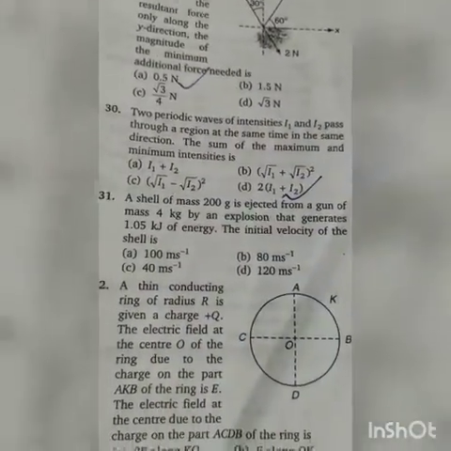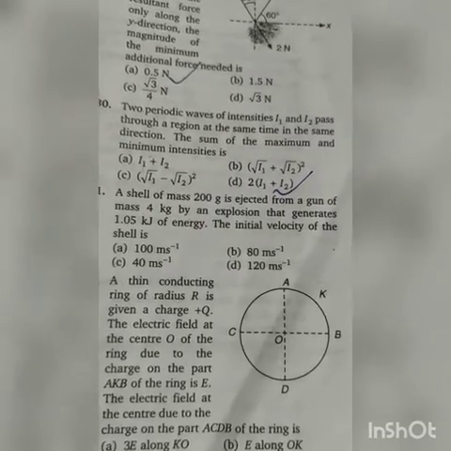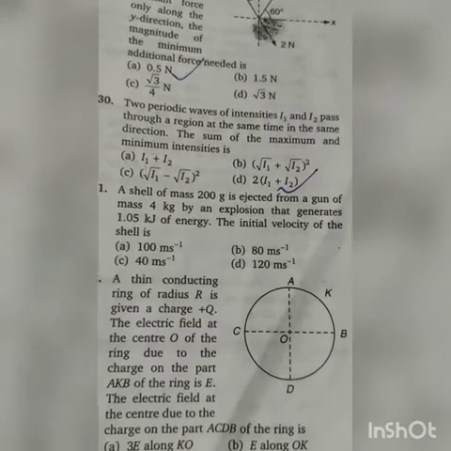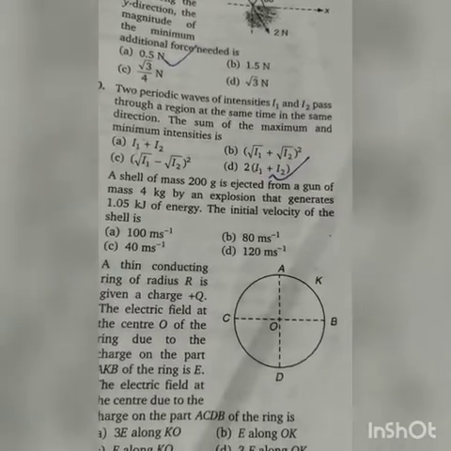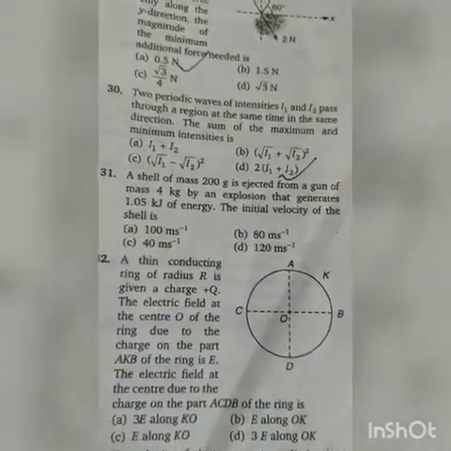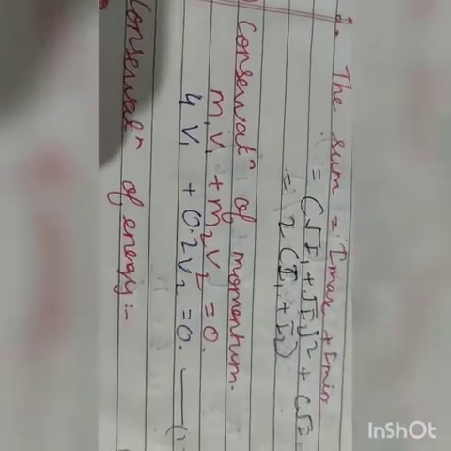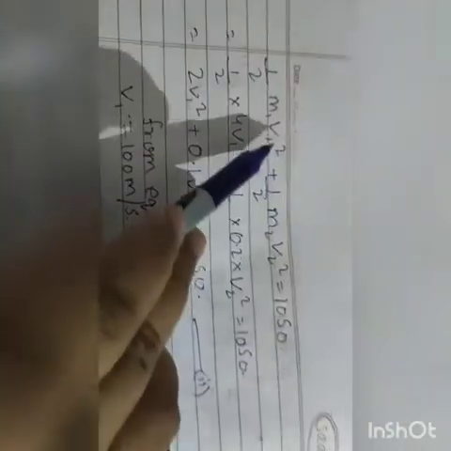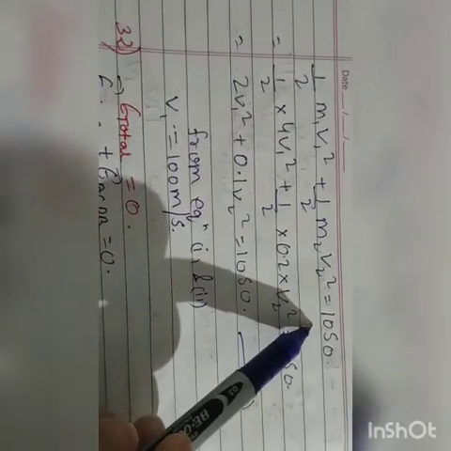Now question number 31. A shell of mass 200 g is ejected from a gun of mass 4 kg by an explosion that generates 1.05 kilojoule of energy. The initial velocity of the shell is, so here we will use conservation of momentum. So here conservation of momentum is m1 v1 plus m2 v2 is equal to 0. 4 v1 plus 0.2 v2 is equal to 0. This is equation 1. Now conservation of energy is half m1 v1 square plus half m2 v2 square is equal to 1050. It is given in the question.